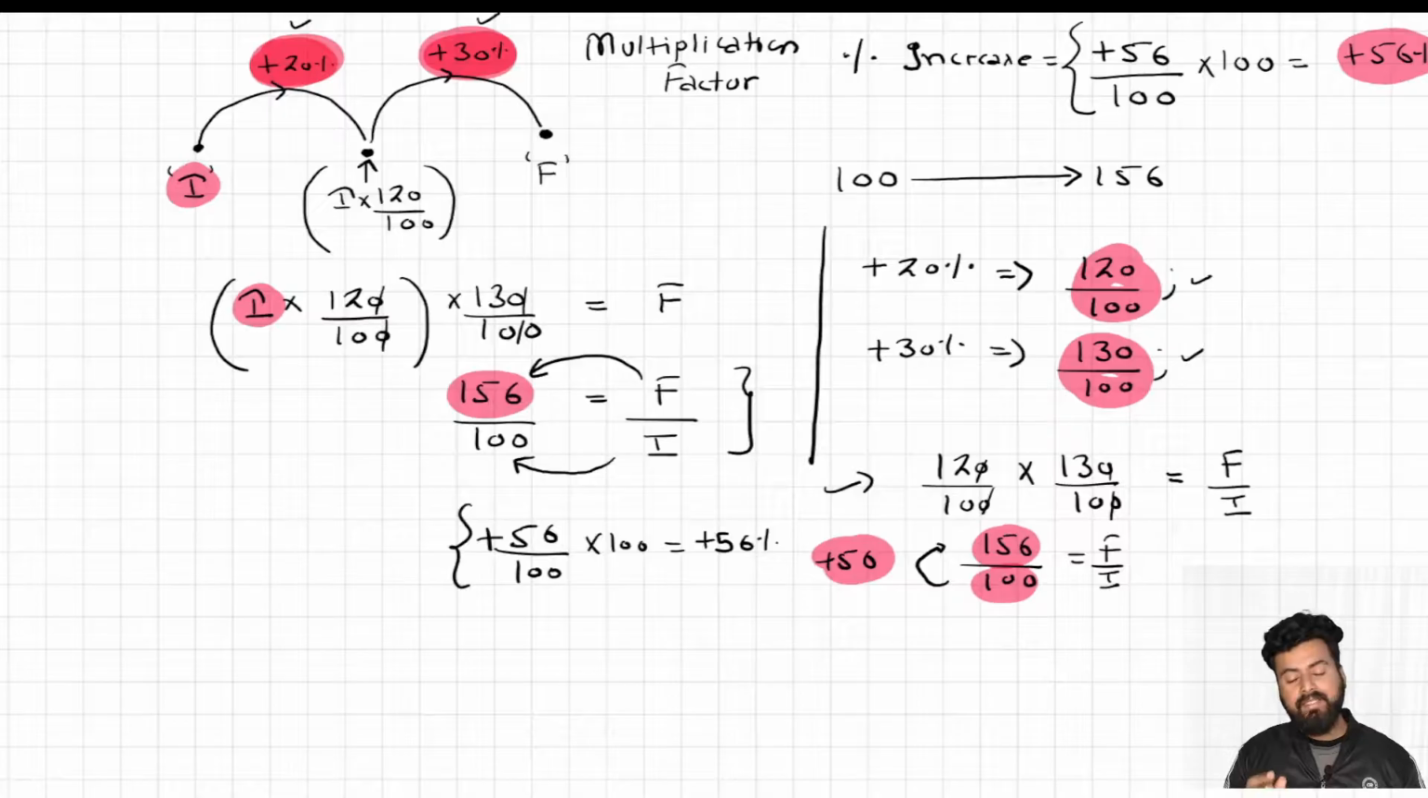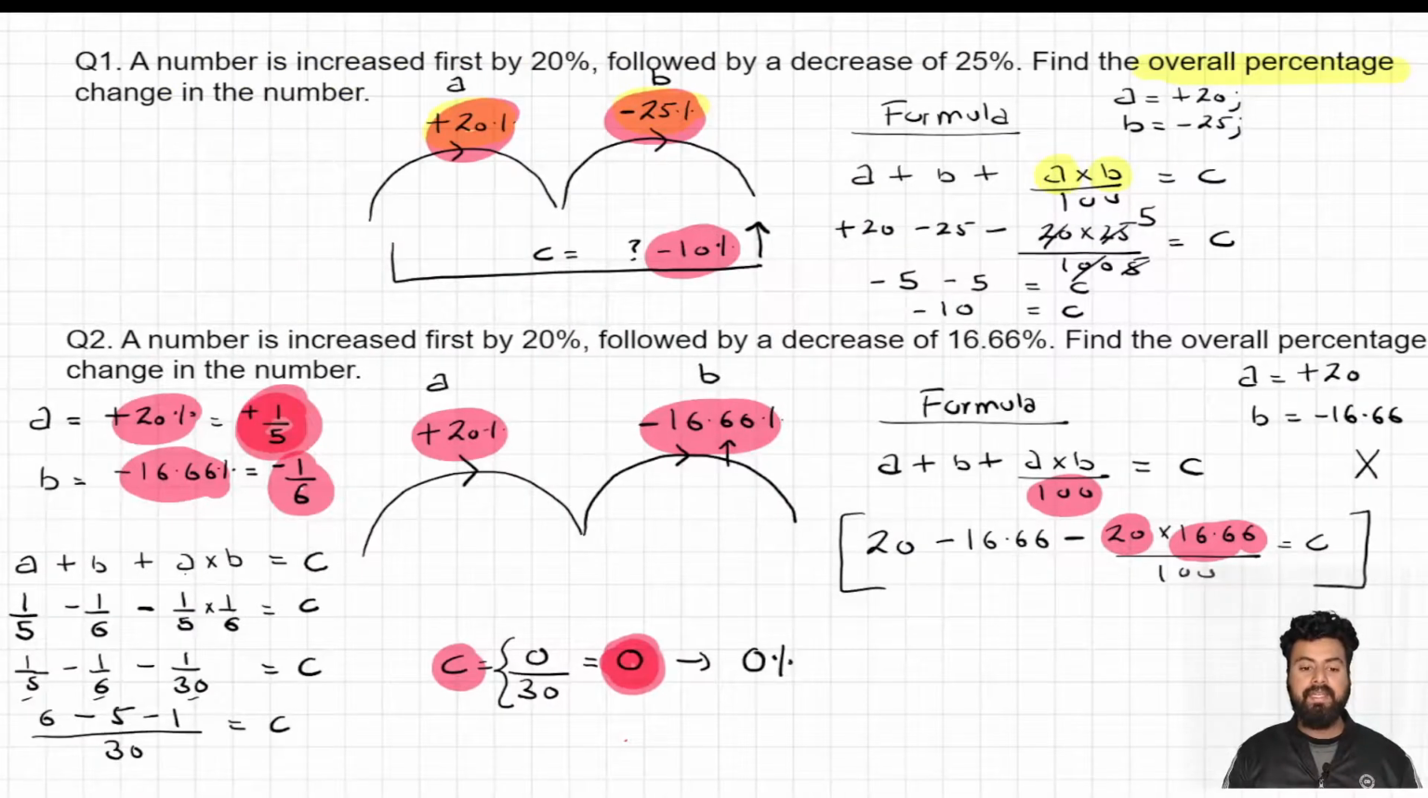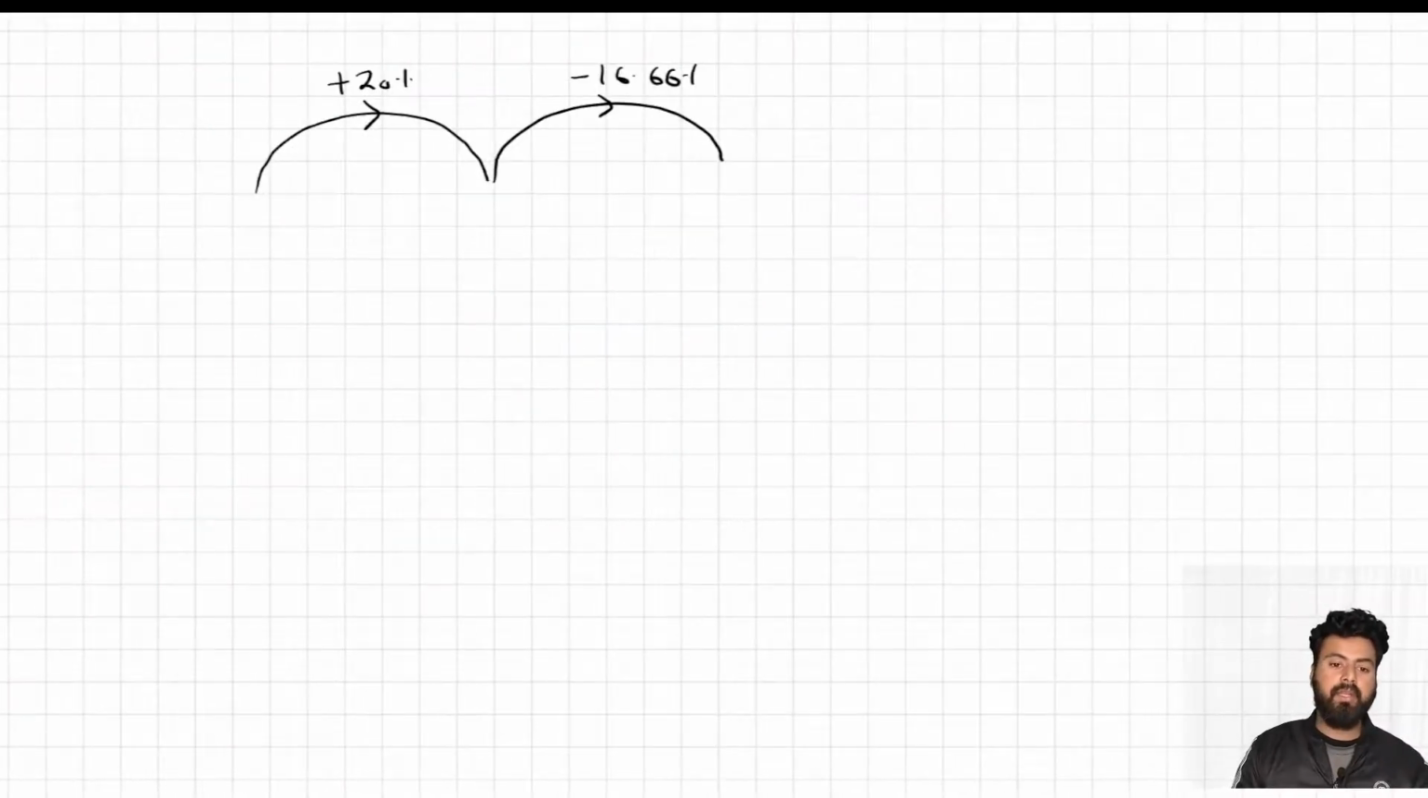Right? So let us see now how this multiplication factor approach is going to help us find out the answer of the last question in an easy manner. So let's try solving this question with the second approach now. What is the question? A number is first increased by 20% followed by a decrease of 16.66%. Since there is a space constraint here, let us understand the working of the second approach on another page. Okay, what was the question? A number is increased by 20% followed by a decrease of 16.66%.